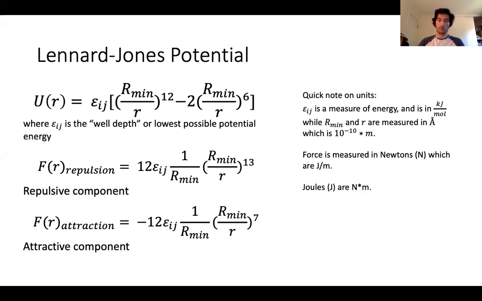Typically, just to make things easy, on homework and tests it's going to be given as 1 kilojoule per mole. But because it's in units of kilojoules per mole, remember that joules are newtons times meters, and force is measured in newtons, so you'd have to divide this by meters. That makes sense because in this formula, for force at least, you're also dividing by R, which is measured in angstroms, and that's 10 to the -10 meters. So these are some units that will likely help when you're doing conversions on homework.